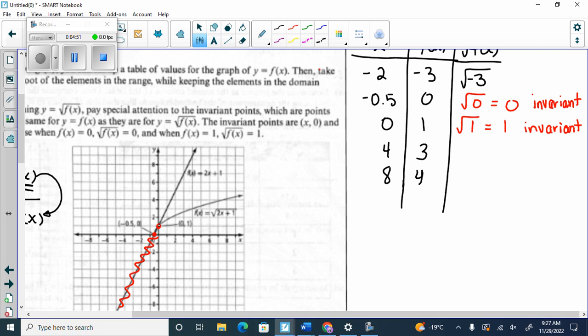Because when I take the square root of 4, it's 2. The square root of 9 is 3. It gets smaller, right? But if I take the square root of a number between 0 and 1, so 0.5, it gets bigger. What about 0.25? The square root of 0.25? It gets bigger, right? Actually, when you square root a decimal between 0 and 1, the number gets bigger. It's the only place where your y value gets bigger when you square root it. Anything greater than 1 is going to get smaller, right?